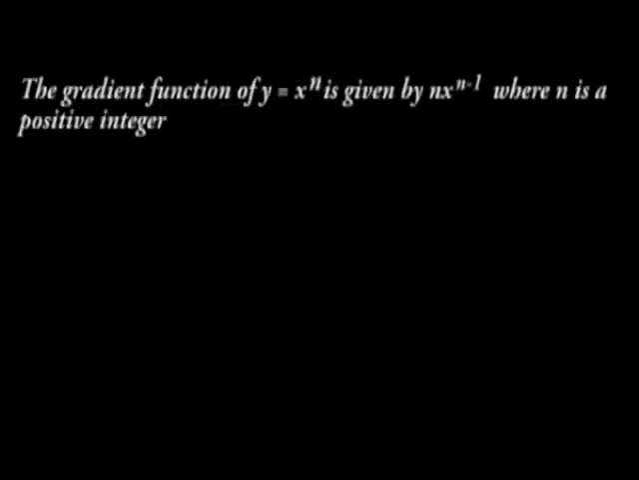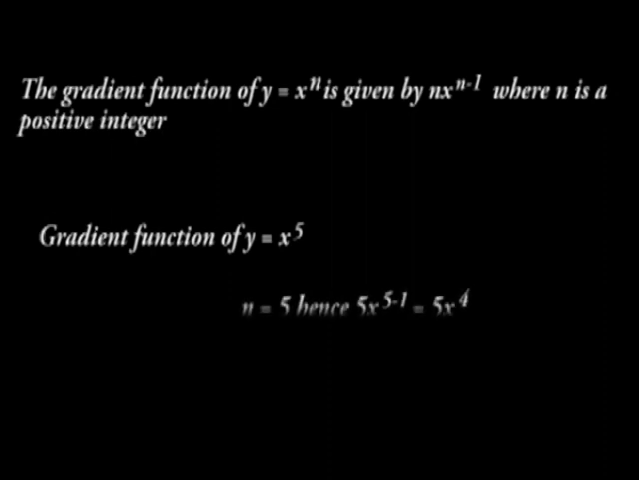In general, the gradient function of y is equal to x raised to power n is given by nx raised to power n minus 1, where n is a positive integer. For example, the gradient function of y is equal to x raised to power 5: n is 5, and hence we have 5x raised to 5 minus 1, giving us 5x raised to power 4. Y is equal to x raised to power 8 will give us 8x raised to power 7.